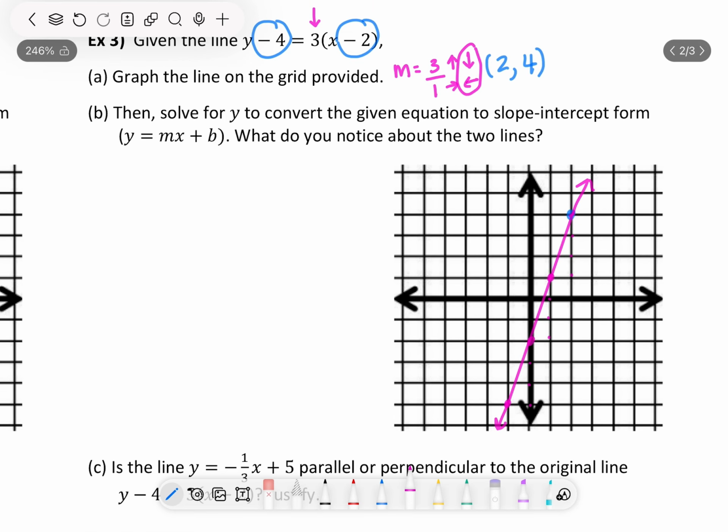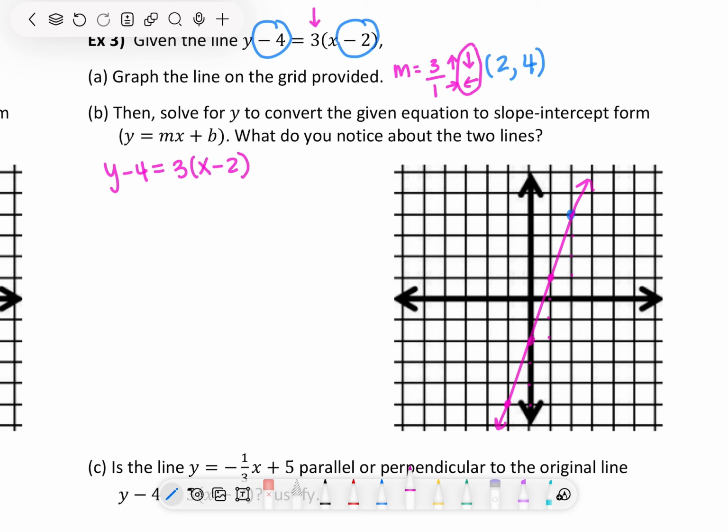line. Y equals mx plus b. What do you notice about the two lines? Okay, so what we're going to do here is a little bit of manipulation, really just stuff we've done in the past. So we have y, take our original equation, y minus 4 equals 3, parentheses x minus 2. And we just want to rearrange things a little bit in order to make it look like y equals mx plus b and just see what we notice.